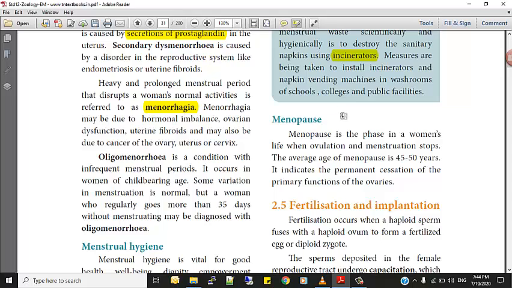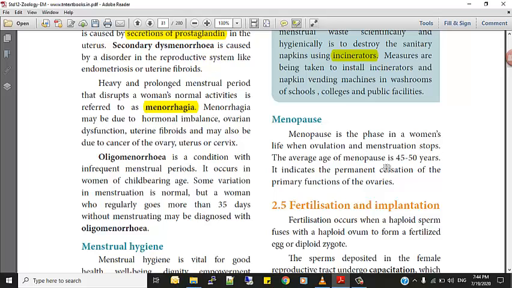Now we will come to menopause. Menopause, pause means stop. Okay? Menopause: menstrual flow is no more taking place. Menopause is a phase in a woman's life when ovulation and menstruation stop.